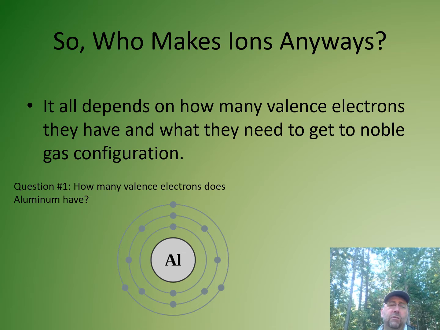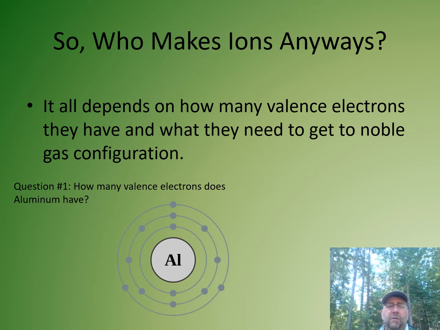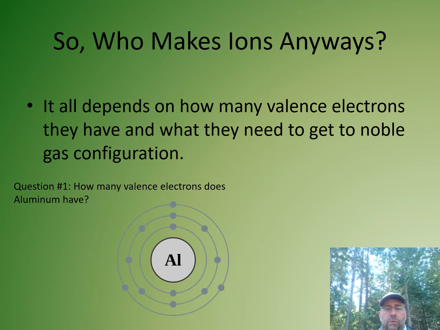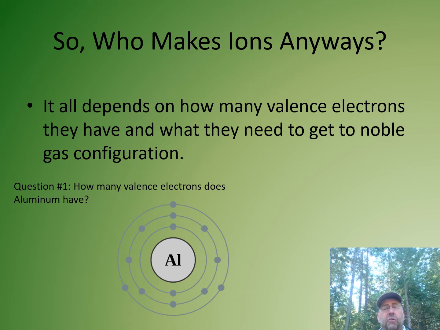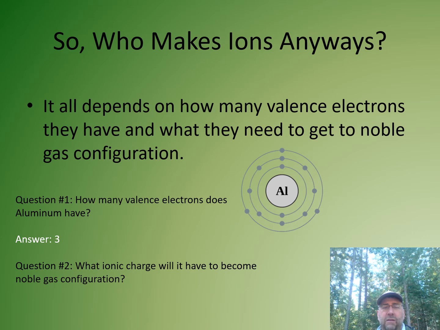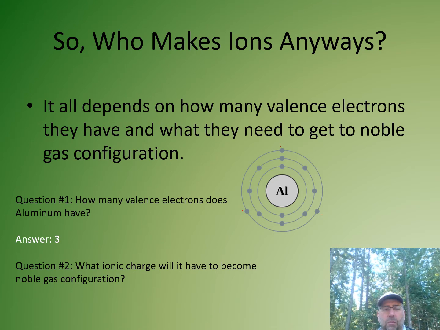So let's see if you can figure this out. Take a look at this aluminum atom here. What I'd like you to do is figure out how many valence electrons it has. Take a minute, take a look at that picture. Remember, valence electrons are the electrons in the outermost orbitals. So in this case, we say that it has 3 valence electrons. We've got 1, 2, 3. Now, what ionic charge will it have to become to get to noble gas configuration?